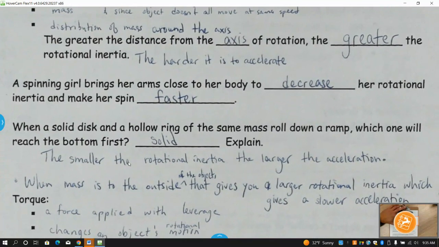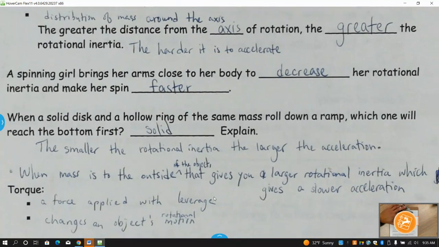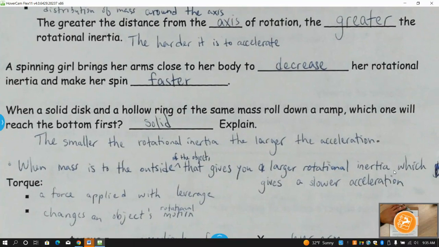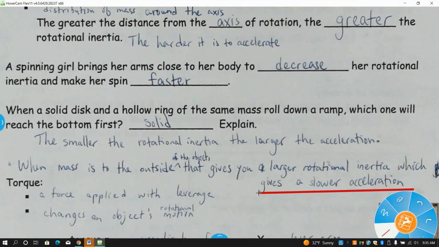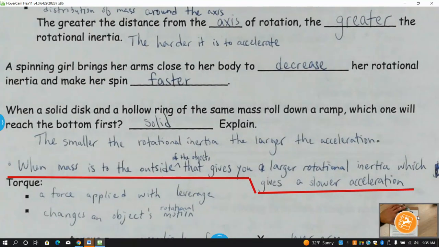Well, the smaller the rotational inertia, the larger the acceleration. So when more of the mass is concentrated to the outside of the object, that gives you a larger rotational inertia, which gives you a slower acceleration. You should have basically everything from here, the red line, up right now. And then we're going to start to talk about torque. So write that down real quick.